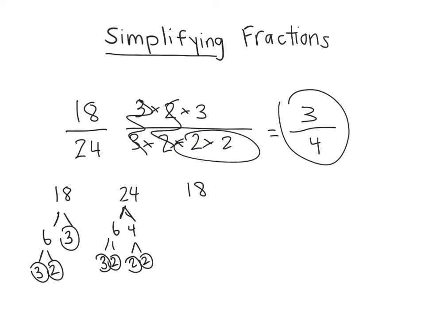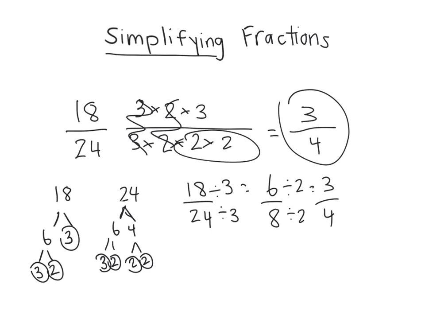The other way you can do it is that you would say, what do 18 and 24 have in common that you can divide by? I can divide them both by 3, which would be 6 over 8. But you have to ask yourself, is there anything else they have in common? And they both have 2 in common. So you divide them both by 2, which equals 3 over 4.